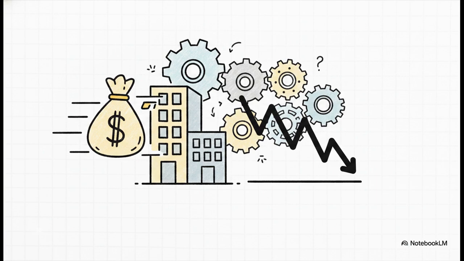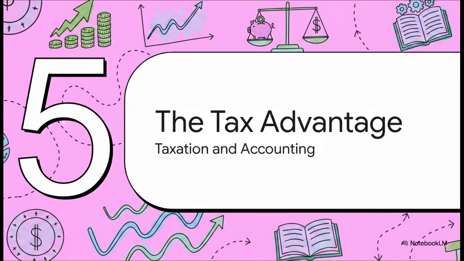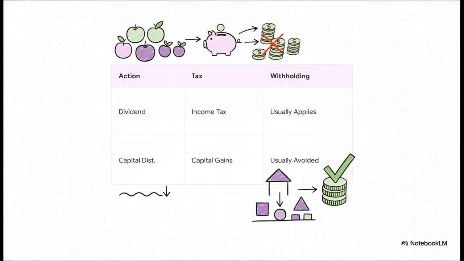for absolutely no reason. And finally, Section 5, the tax advantage. Let's talk taxation and accounting. For anyone actively managing these positions, the most critical distinction of all comes down to the tax treatment. So the crucial point really is this. When you receive a standard dividend, remember, the fruit of the business, it's typically treated as income. That means income tax and standard withholding tax usually apply.